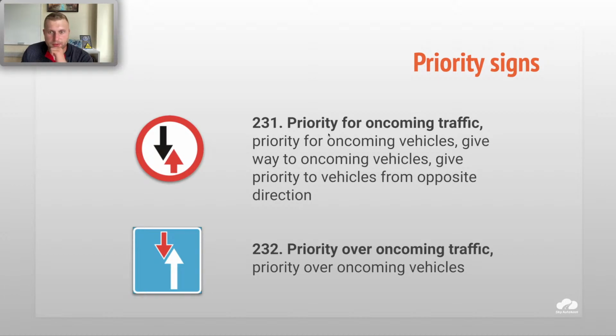Then priority for oncoming traffic and over oncoming traffic. So these two signs. It's also quite easy to understand and to read if you see it on the road.